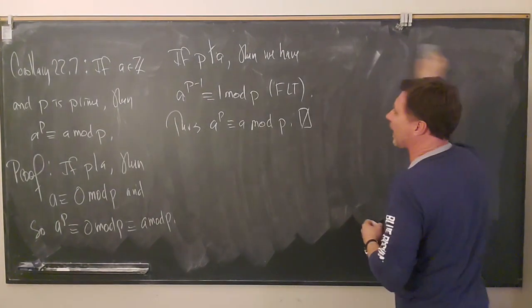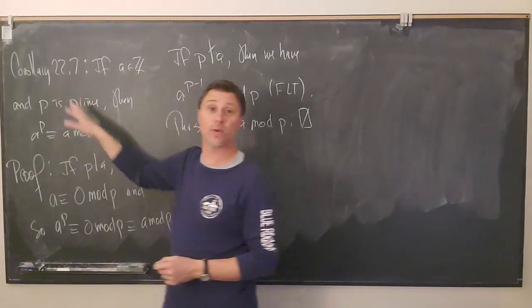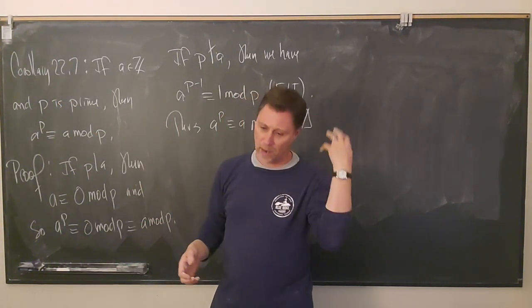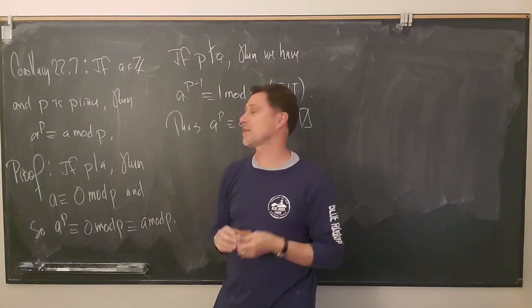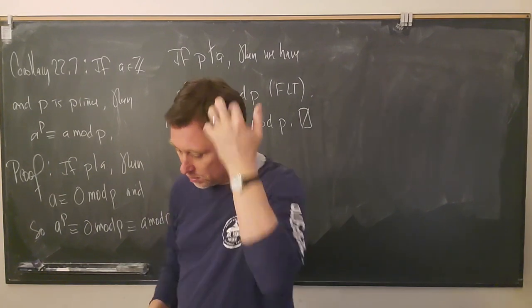One thing to point out, so in the literature, sometimes this corollary is referred to as Fermat's little theorem. So just be aware, sometimes what I call Fermat's little theorem is called something else. In other cases, people refer to this statement right here as Fermat's little theorem.